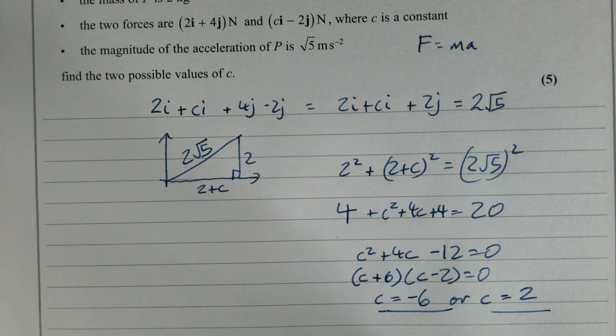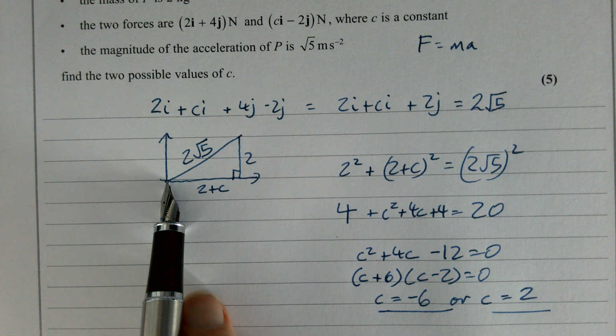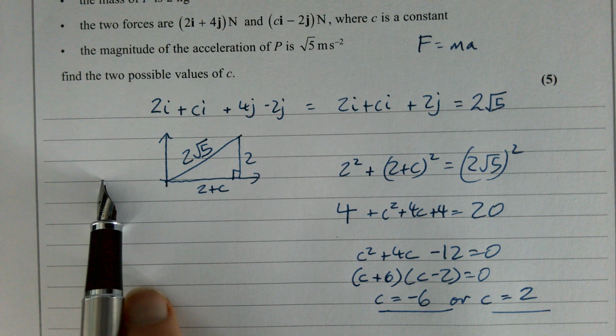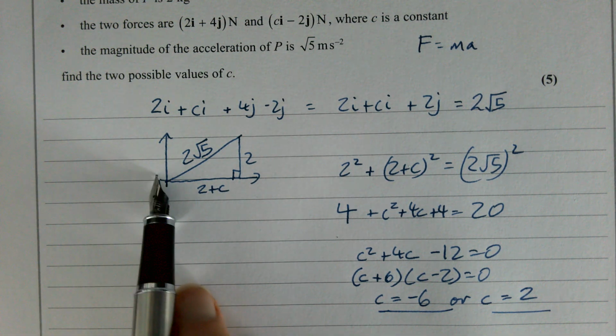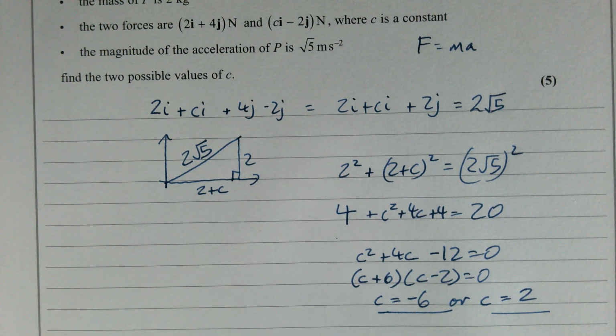Does that make sense? Always just check that it makes sense. Well, if c is equal to 2, that distance there would be 4. And if c was equal to negative 6, that would put us 2 take 6 is 4 the other side. So you'd actually have it going along there, wouldn't you? So that still works. So that's great. Okay.